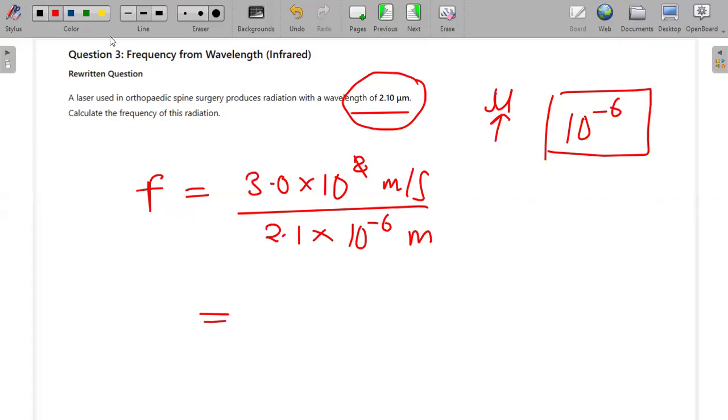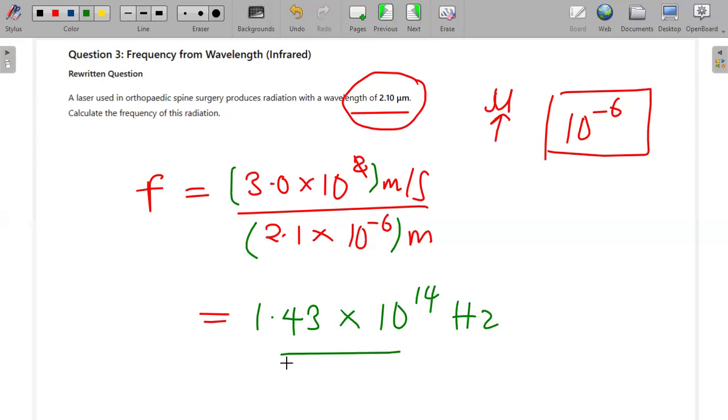And then I'll just punch this onto the calculator. Make sure you put this in brackets, and this in brackets too. Let me do that. You can also confirm with your calculator. My calculator is giving me 1.43, rounded off to 2 decimal places, multiplied by 10 to the power 14 hertz. So that is the frequency. Any questions there?